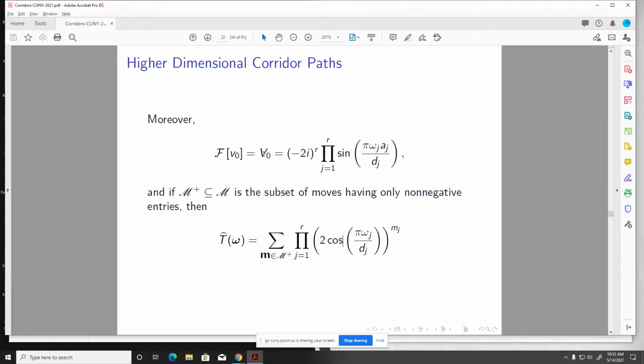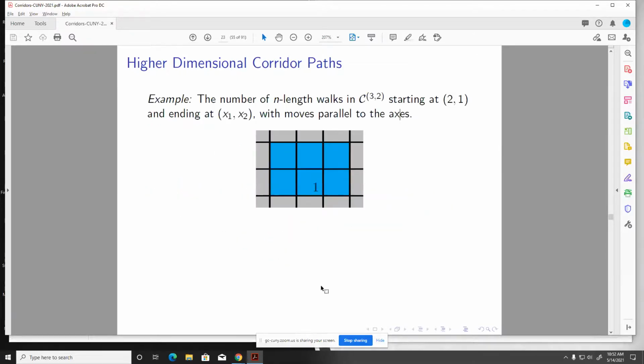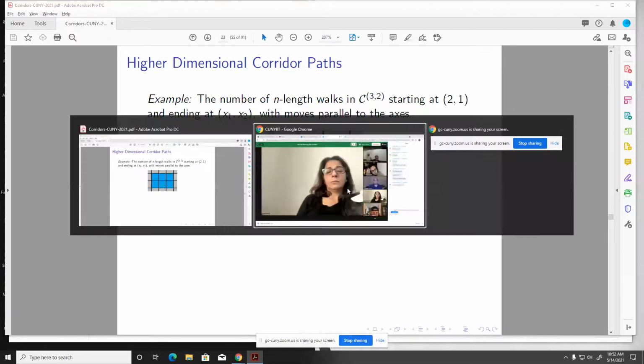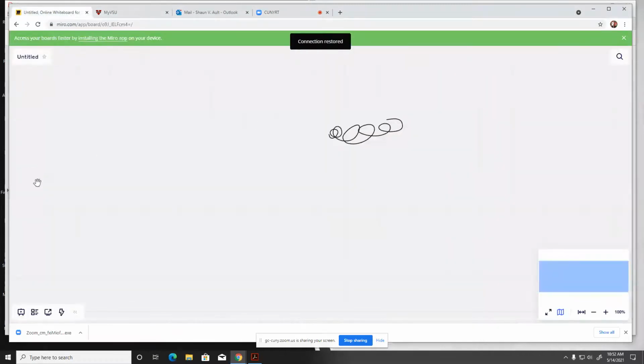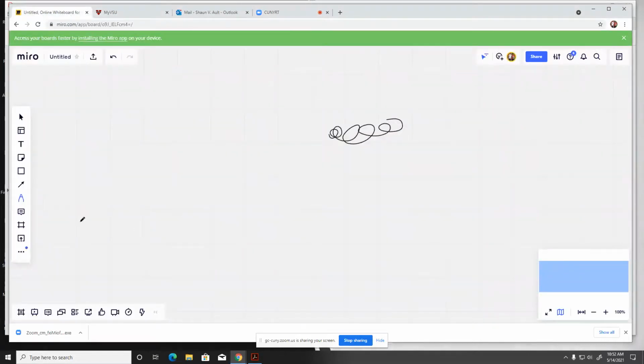Okay, so that's the nuts and bolts under the hood, but let's see how this actually works in an example. We want to count the number of n-length walks, and let's just do a little bit of work on the whiteboard real quick, and see what this looks like.